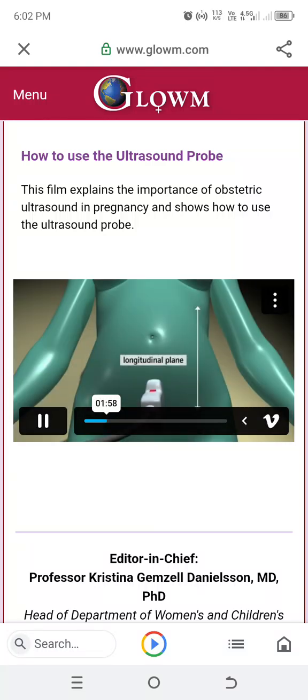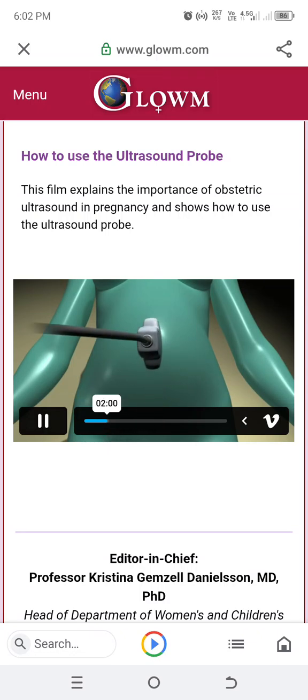up with the long axis of the mother. We then scan systematically up and down her abdomen, taking slices lengthways.